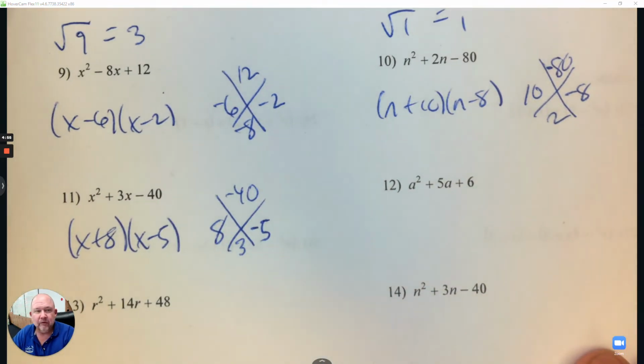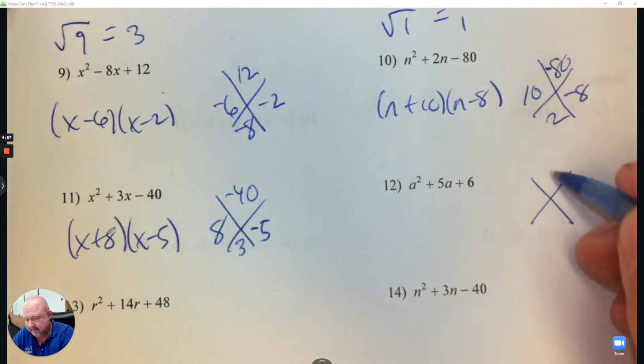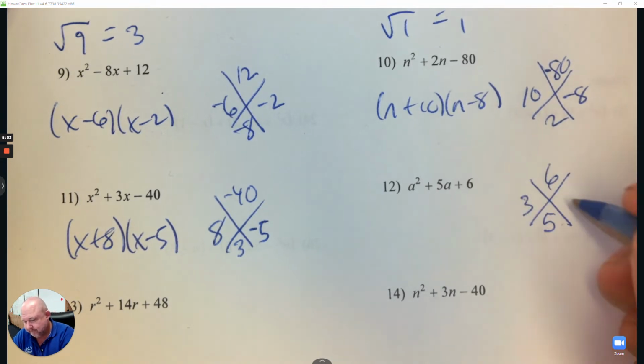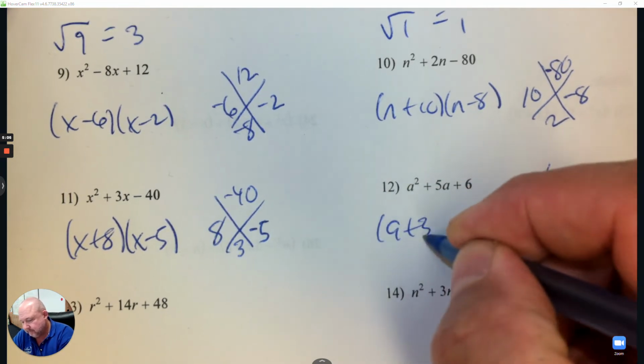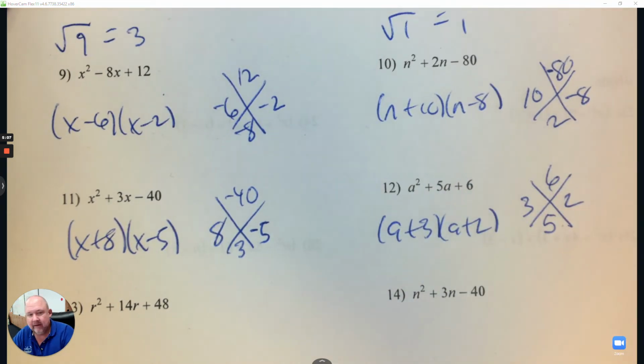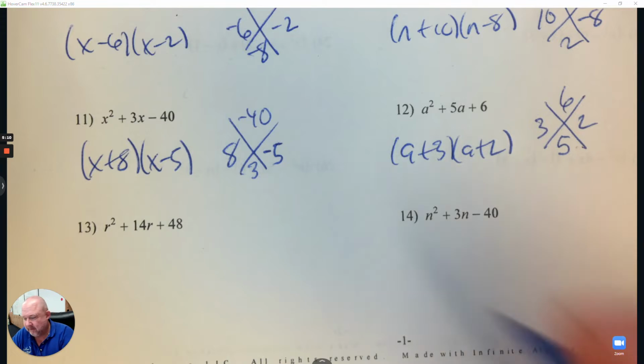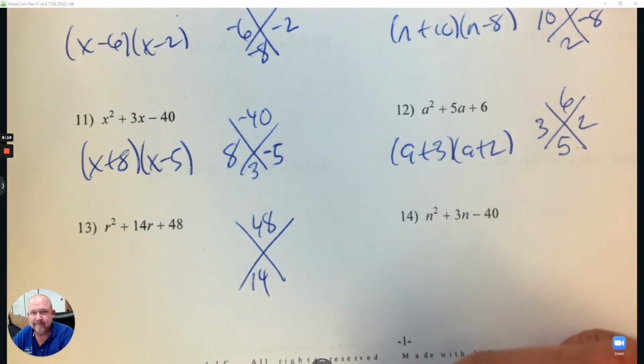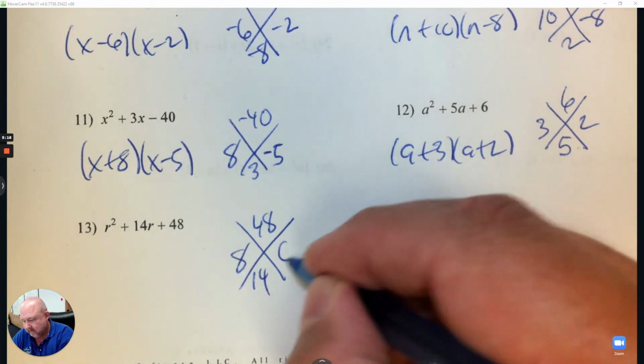Number 12. Again, press pause and try it. Two numbers that multiply to 6 and the same two numbers add to 5 is 3 and 2. Number 13, two numbers that multiply to 48 and the same two numbers add to 14, 8 and 6.